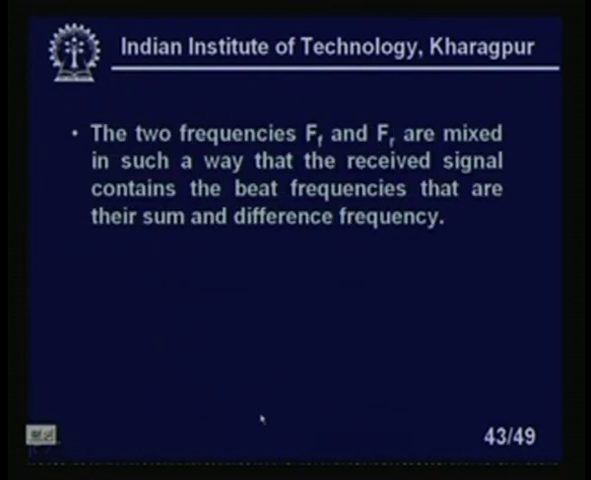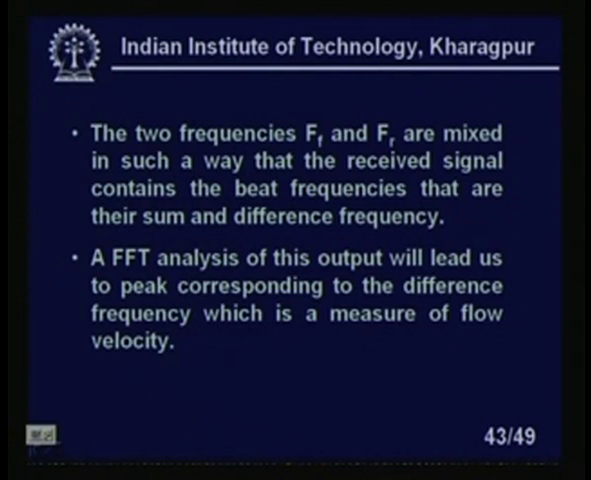The two frequencies ff and fr are mixed in such a way that the received signal contains beat frequencies, that is, their sum and difference frequency. The sum frequency we can easily remove through a low pass filter. So, only the beat frequency, the difference frequency, will remain, and the other frequency will go away. FFT analysis of this output will lead us to a peak corresponding to the difference frequency, which is a measure of the flow velocity, right.